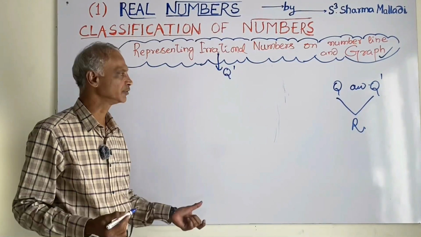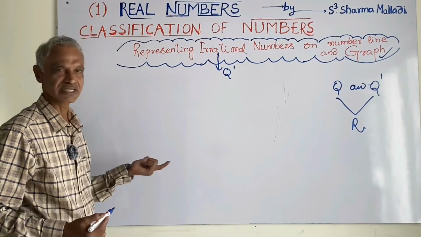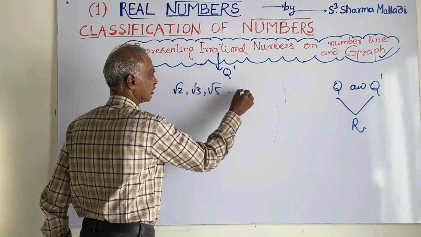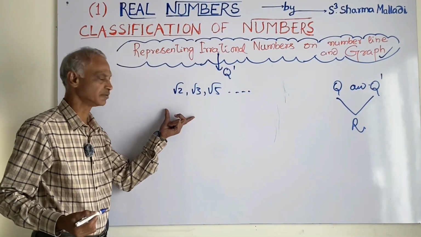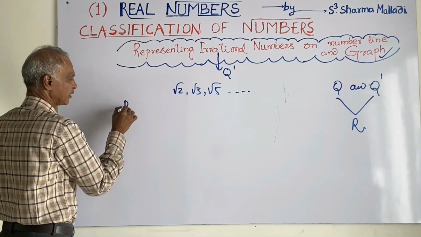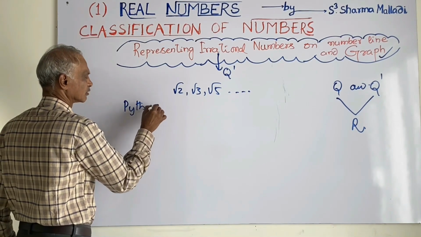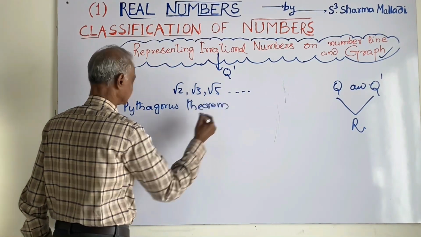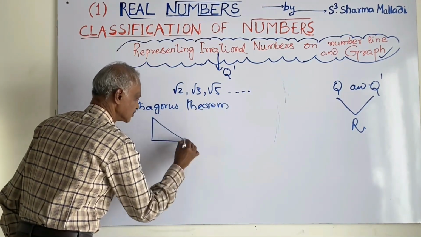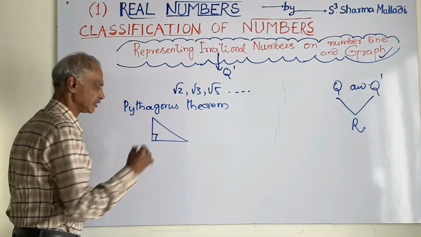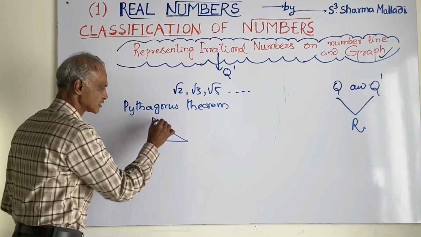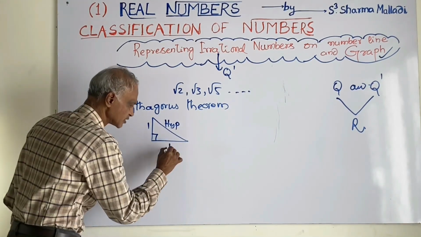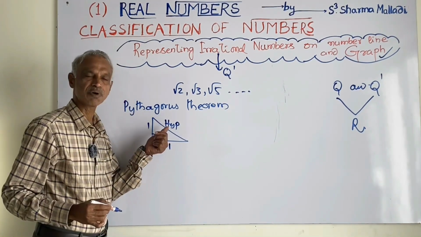I have already told you about rational numbers. Now irrational numbers: root 2, root 3, root 5 and so on. These are irrational numbers. You see, if you take the Pythagoras theorem, this is a right angle triangle and this is 90 degrees. Opposite to 90 degrees is the hypotenuse. This is 1 unit and this is 1 unit. You have to find the hypotenuse.